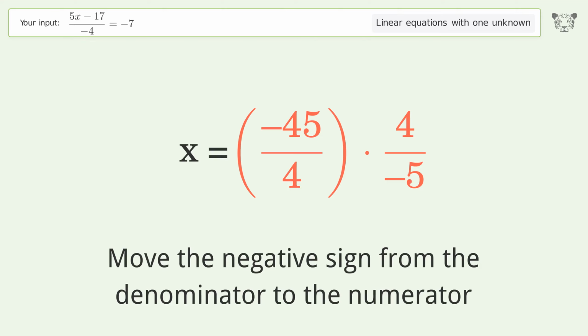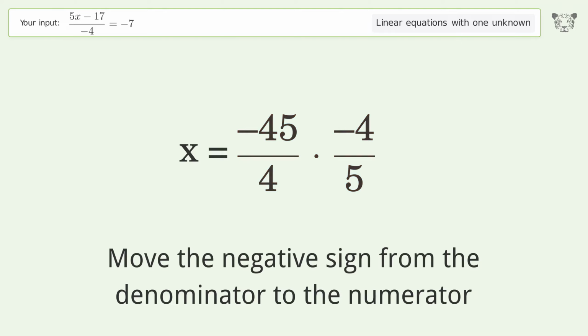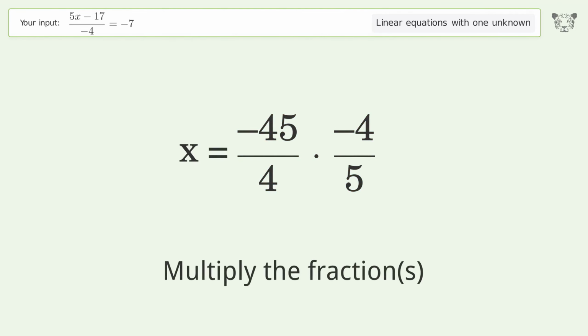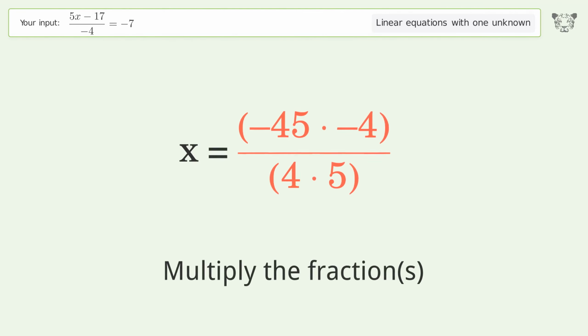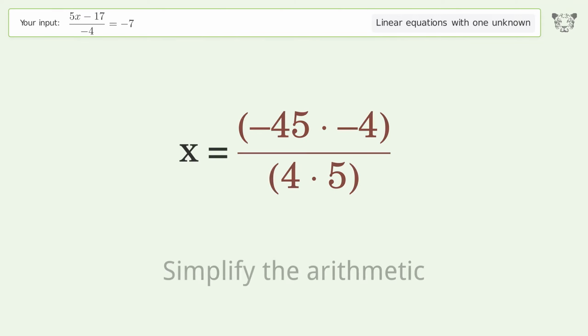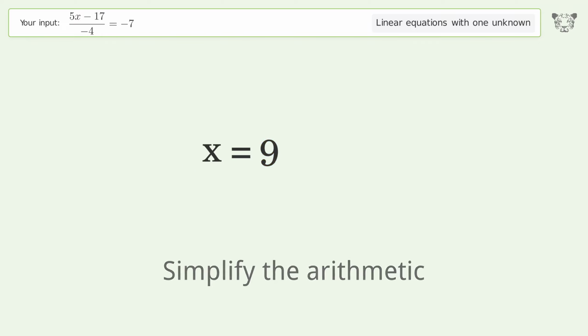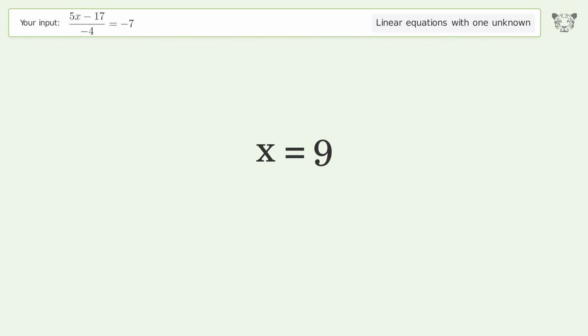Move the negative sign from the denominator to the numerator. Multiply the fractions. Simplify the arithmetic. And so the final result is x equals 9.